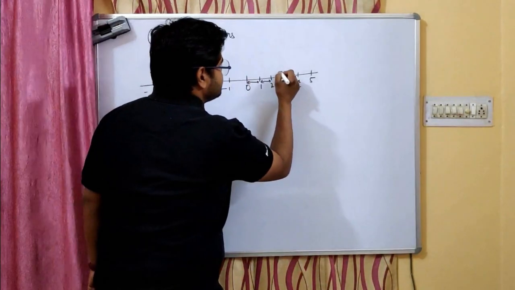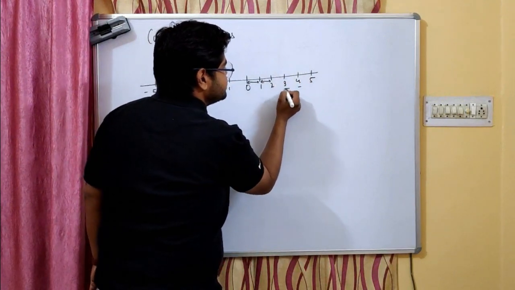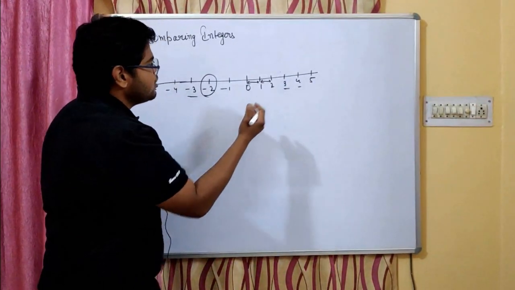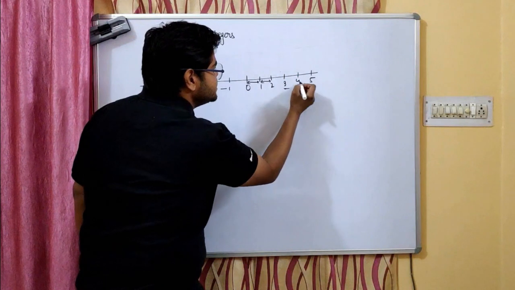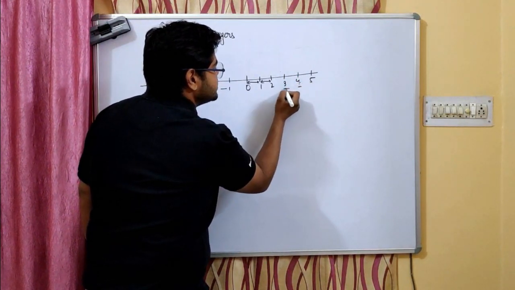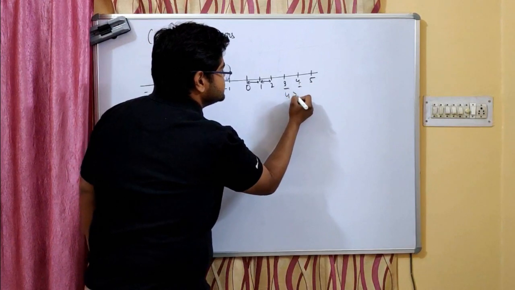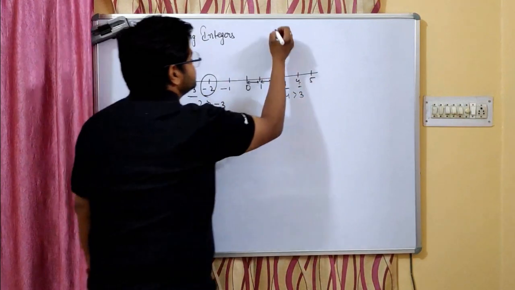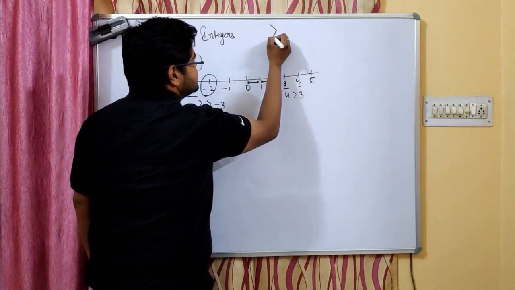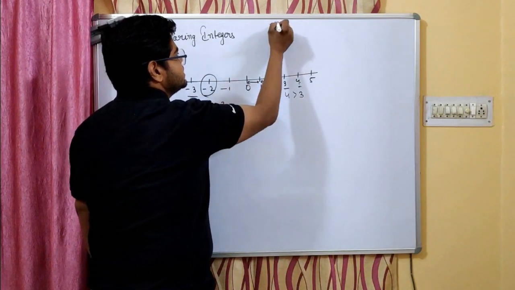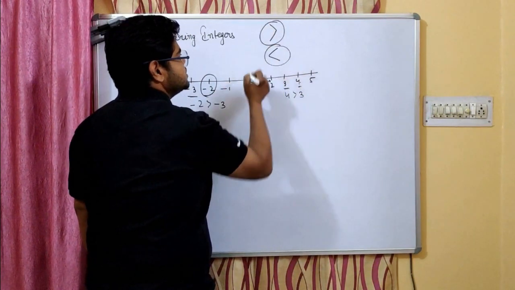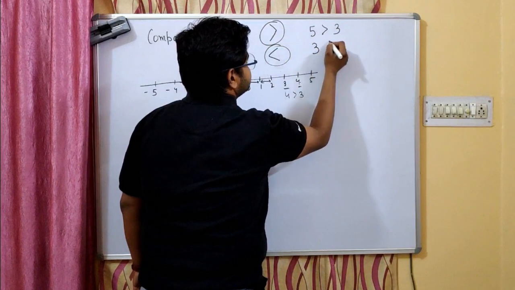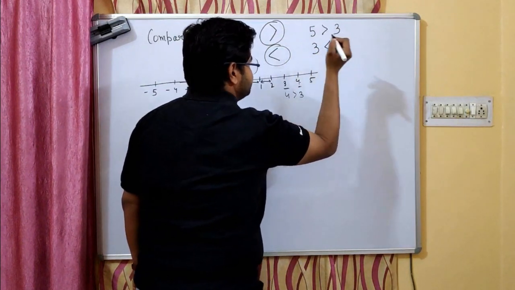If you look here, out of 3 and 4, if you want a number greater than 3 on the number line, we will move towards the right. Between 3 and 4, 4 is greater than 3. Here, -2 is greater than -3. Children, you already know this symbol for representing greater, and this one is for smaller. So 5 is greater than 3, or 3 is lesser than 5.